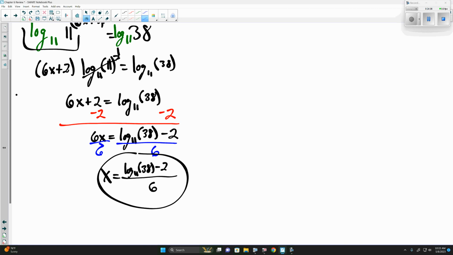Now, if they had two different exponents, like the first one we solved, we can't just apply two different logs, because we have to apply the same one to both sides. Or we have to apply the same base to both sides. We can't apply two different bases.